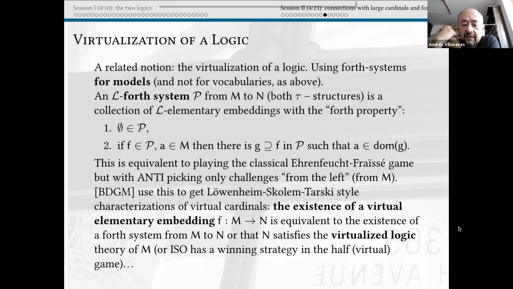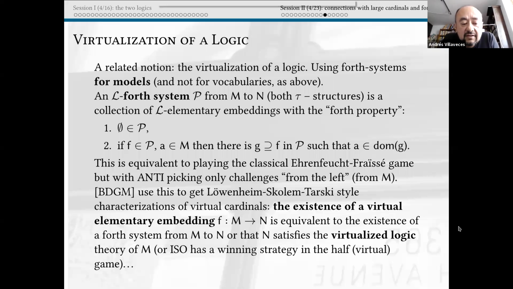Their theorem is that the existence of a virtual elementary embedding from M into N, where M and N are now, in principle, arbitrary models. Of course, they will apply it to models of the form V alpha, V beta, but we can apply it to arbitrary models and see what happens.